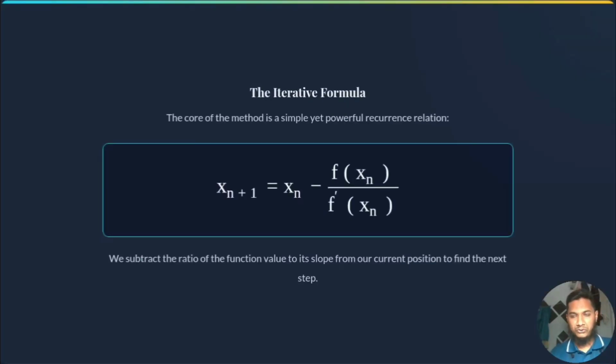So going to the next slide, that is the iterative formula, where we can see x n plus 1 equals x n minus f of x n divided by f prime of x n. So the new position equals the old position minus the function value over the slope. It is elegant because it is self-correcting. If the slope is steep, we take a small step, and if the slope is shallow, we take a larger step. So the mathematics naturally adjusts the step size based on the behavior of the function at that exact moment.